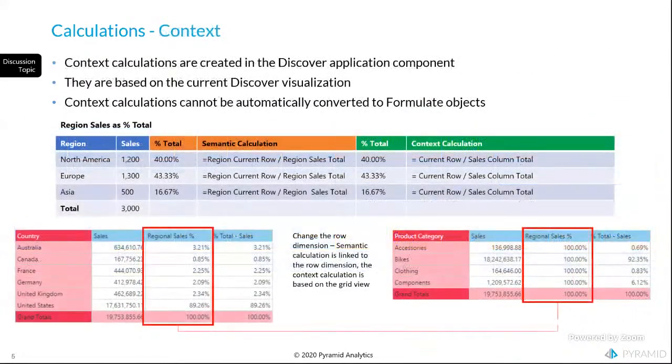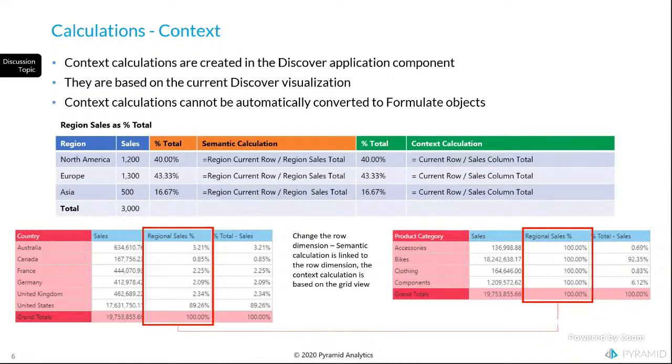And in the context calculation, as mentioned earlier, here I can create a calculation directly in my query app, in my Discover app, by simply right-clicking on the measure concerned, for example, like regional sales, and asking it to create a percentage of total. Now, it's important to understand the example here on the left as I'm looking at that percentage of total in the context of the query. So you can see it will always add up to 100%.